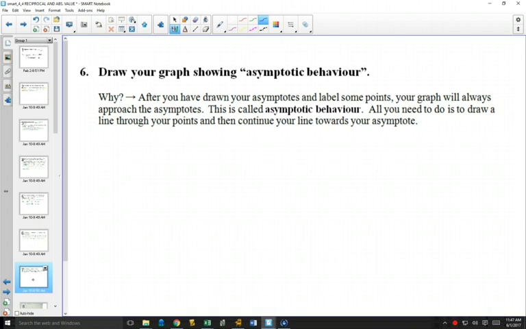Sounds like these graphs are misbehaving. Doesn't sound like good behavior, but ever happen at home? Parents tell you quit being such an asymptote? Yeah? Okay.